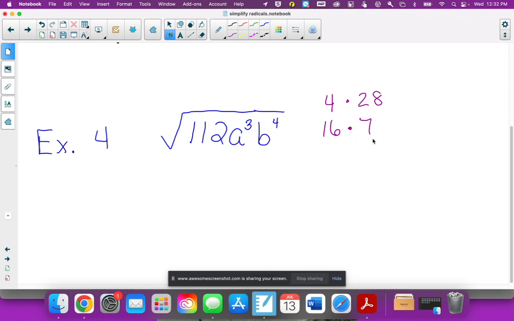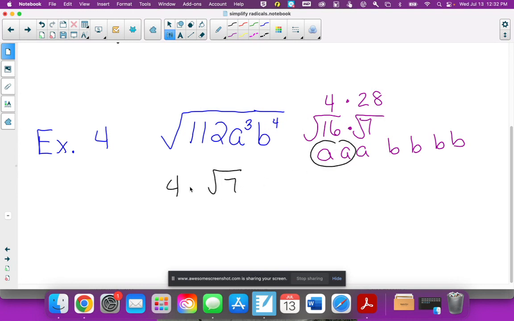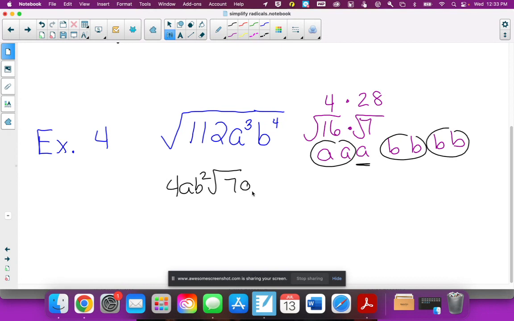So 7 is not going to simplify anymore, right? That shortcut that I was telling you about, it won't go down any further. So it's the square root of 16 times the square root of 7 is what 112 is going to be. And then 3 A's and 4 B's. All right, so let's break it down, see what we've got. The square root of 16 is 4. 7 doesn't change. I have 1 pair of A's, 2 pairs of B's, and 1 A left over.